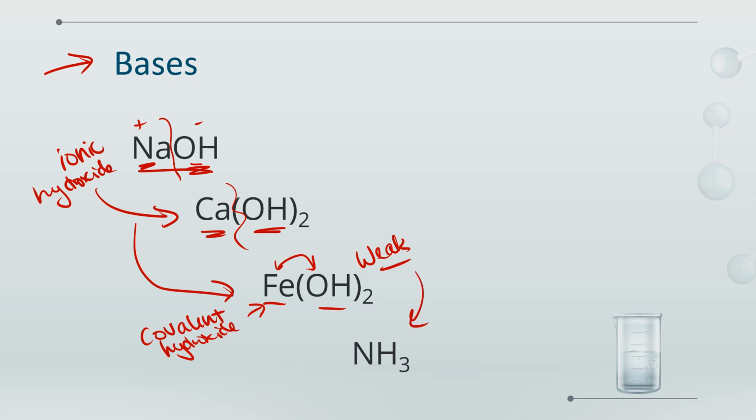And then, of course, we have ammonia, which doesn't even follow the Arrhenius rule. We had to add the Brønsted-Lowry rule about being a proton acceptor. Ammonia accepts some protons to become ammonium, but it doesn't accept a bunch of them. And so it is also a weak base.